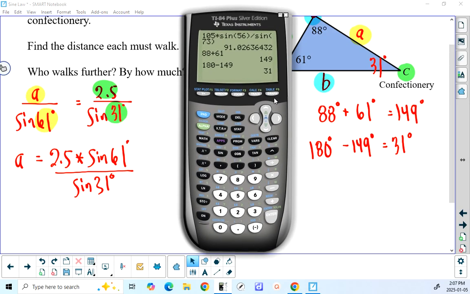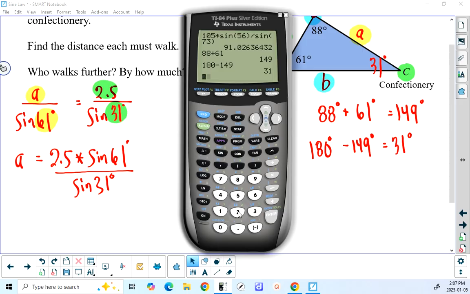The thing I had mentioned to the class on that Friday before we took our break is that some of you will discover or feel as though the sine law is easier than SOHCAHTOA. You don't have to worry about adjacent or opposite or hypotenuse. You just go with pairs. A over sine A equals B over sine B equals C over sine C.